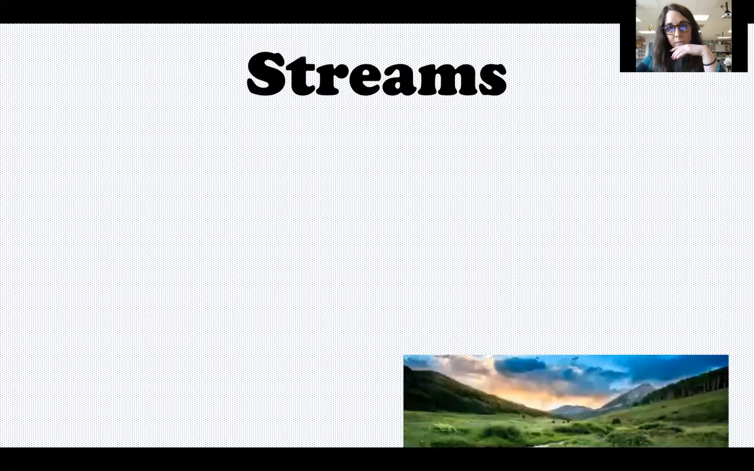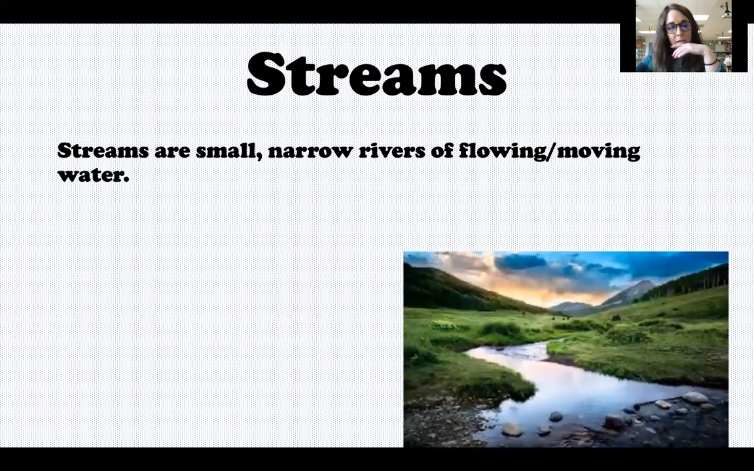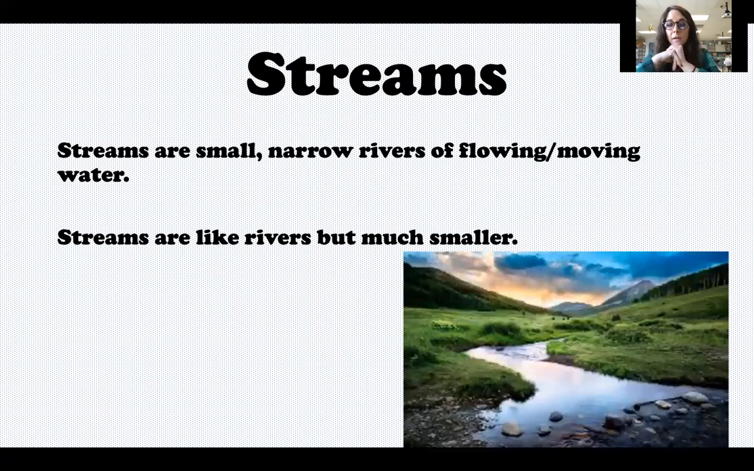And then the last one are streams. Streams are small, narrow rivers of flowing and moving water. So when you think of a stream, I want you to think of a river, but much, much smaller. Just like a pond is like a lake, but smaller, a stream is like a river, but smaller. Notice how in this stream the water is moving and flowing, but it is so small and shallow, meaning it's not deep, that you could easily just walk across this.